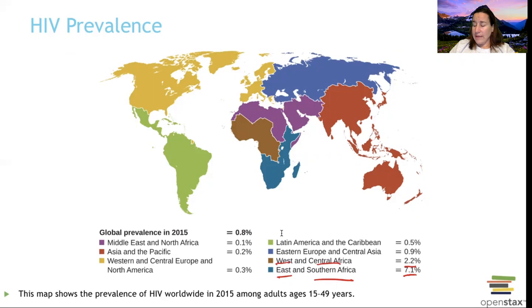HIV, I hope we know at this point, attacks helper T cells, and helper T cells are super important because they kick off your immune system, right? They bring in the cytotoxic T cells and activate the B cells that give you the antibodies. So if you don't have your helper Ts, it's a huge blow to the immune system.